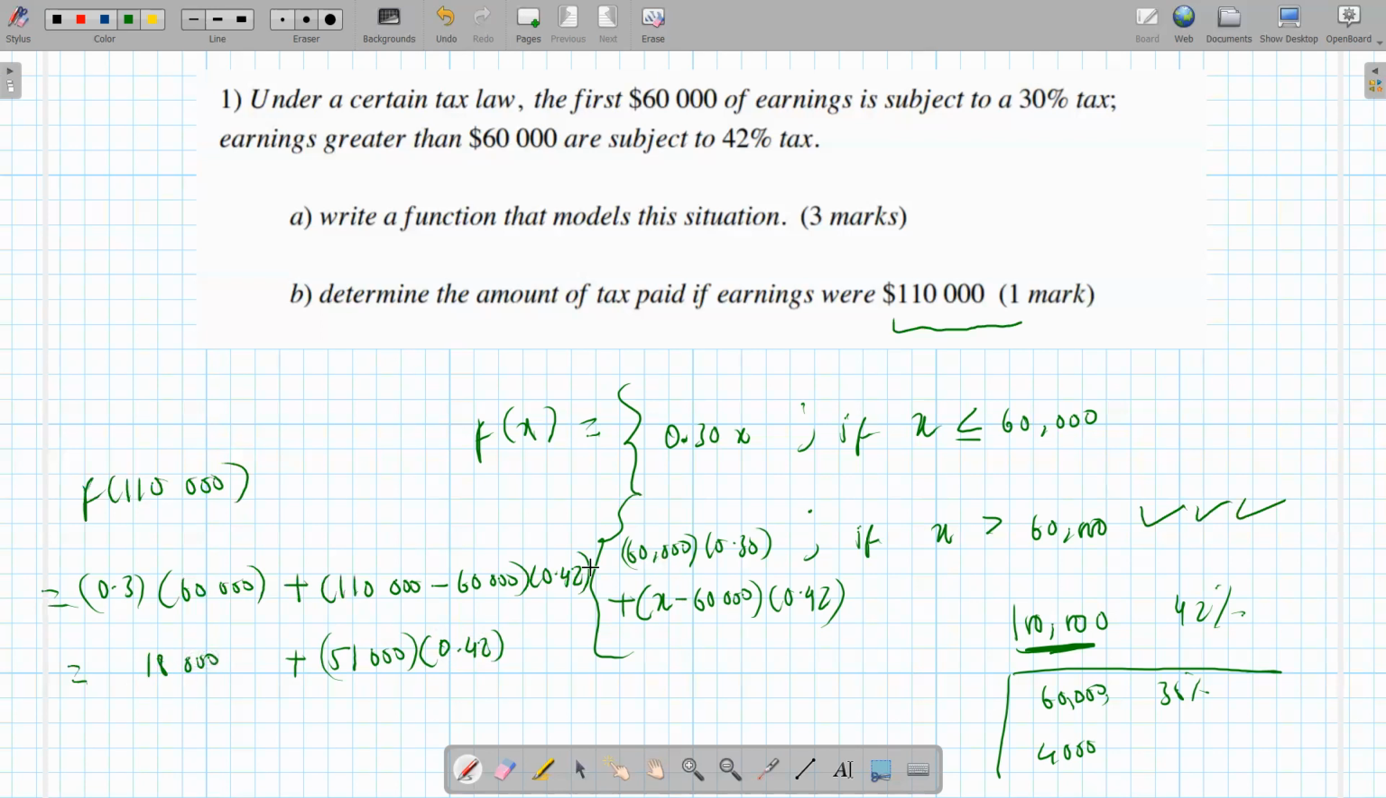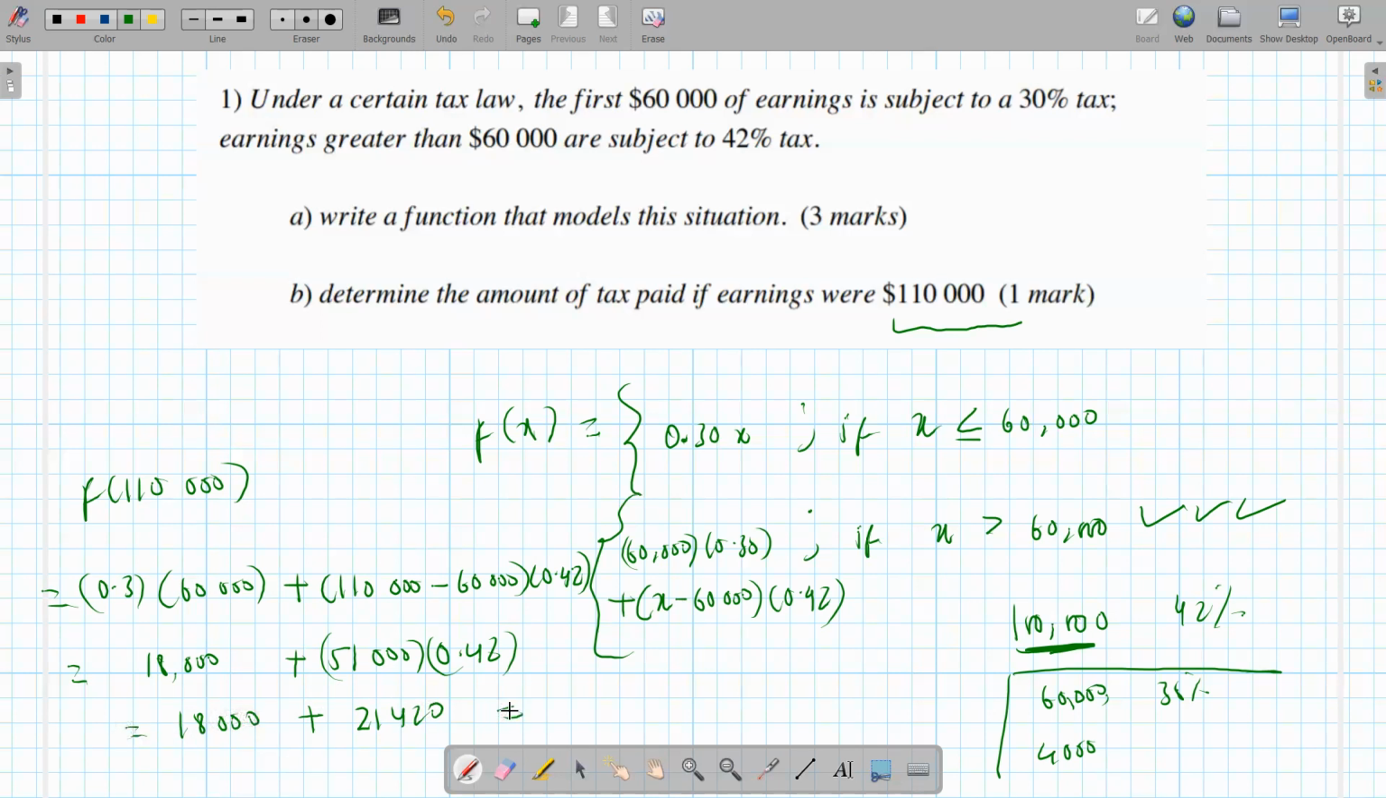So for the first $60,000, you pay 18,000 tax. And then for the next, you pay, what is that, 21,000, I think? 51,000 times 0.42. Sorry, 51,000 times 0.42. So for the next half, you pay 21,420. And for the first half, you paid 18,000.